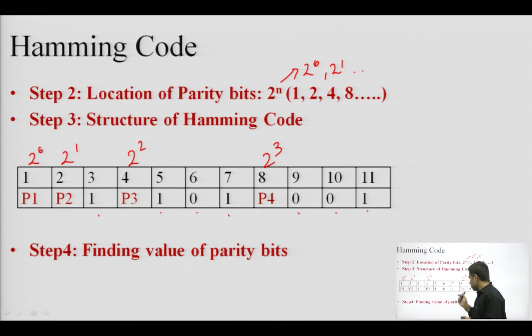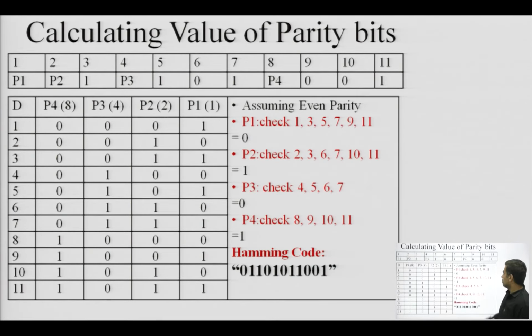To obtain the value of these parity bits, I have to get back to the question provided by the examiner. The examiner must have mentioned to prepare the Hamming code using even parity or using odd parity. But if the examiner has not mentioned even or odd parity, then we can assume even parity as the default.